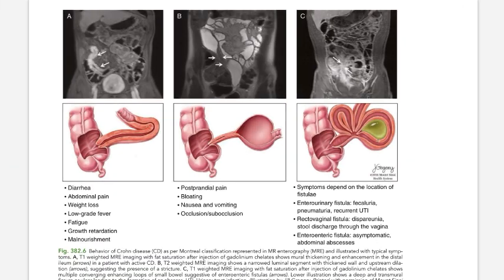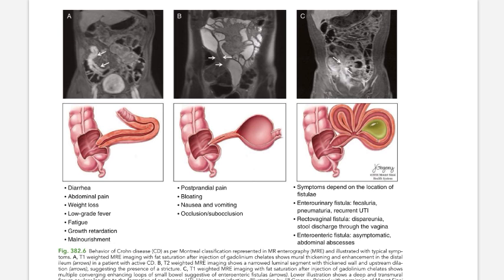So this is the pattern of involvement of Crohn's disease. You can see in this condition, this is the distal ileum. This is actually A, as we will see. A, this is the first image, which is more common in this.